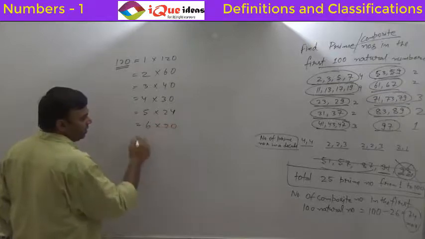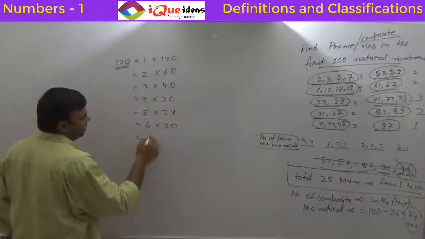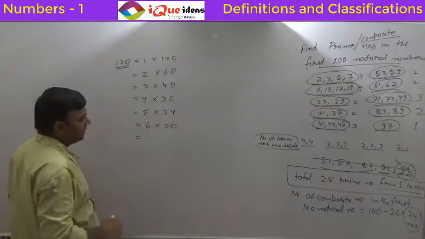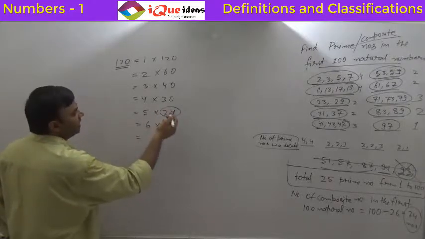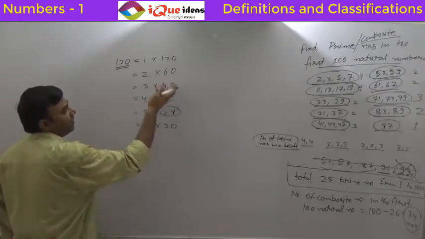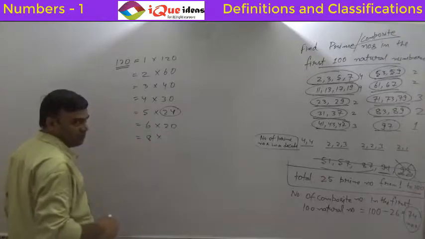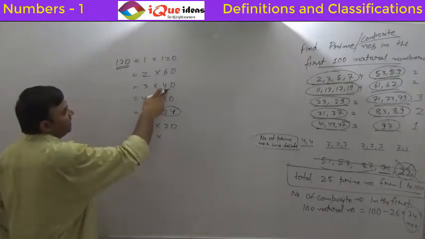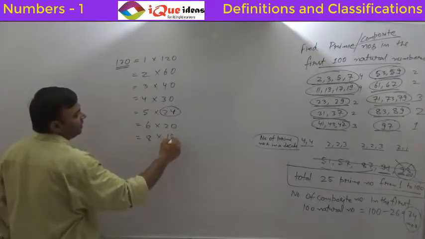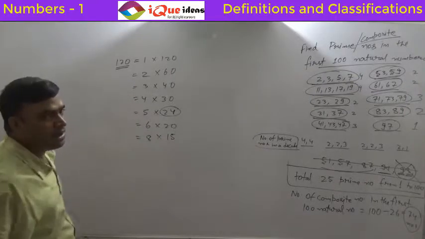6 into 20. 7 will not divide 120. No, you go on checking whether it divides or not. Like 8. 24 is divisible by 8. So you would know just by looking at this. 40 is divisible by 8. So 8 has to be a factor alone also. Now in the case of 8, what will the pair be? 8 into 5 is 40. So 5 into 3, 15 will be the other factor. Or you can divide 120 by 8.